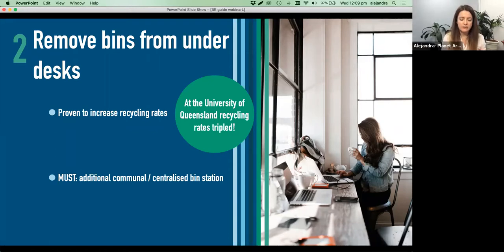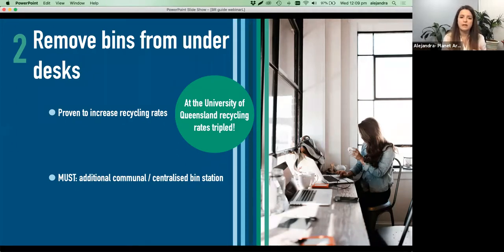And the reason why this works is by removing the bin from underneath the desk, you force people to stop chucking everything into the one place, hoping that it will get sorted at the end, which it won't. And also you will force them to get up and go to the centralized bin station and sort each of the separate materials into the correct bin.